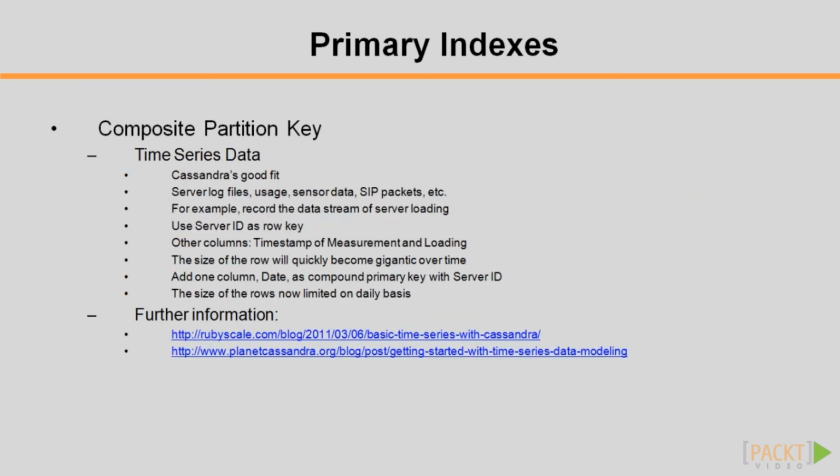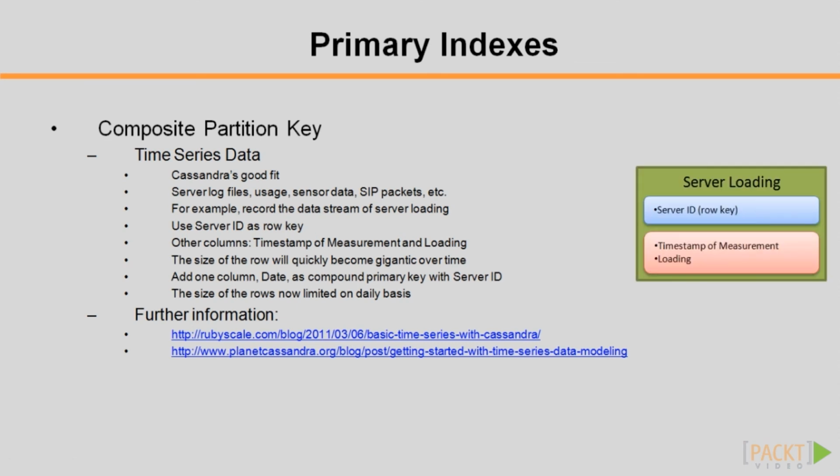Cassandra is very suitable for handling time series type of data, such as web server log files like Apache or Nginx, usage, sensor data, SIP packets, and so on. For a simple example, to record the data stream of server loading, we may intuitively design a column family called server loading, holding 3 columns: server ID is the row key, timestamp of measurement, and loading. Because server ID is the row key, the size of the row will quickly become gigantic over time.